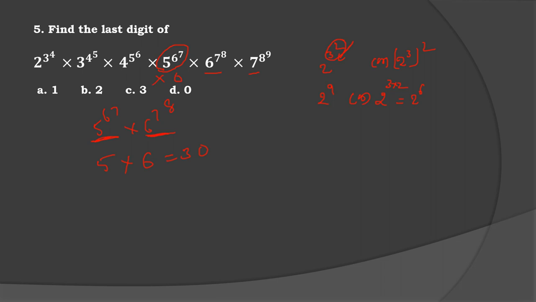Now 0 into something, what unit digit are we getting? 0 into anything, the unit digit equals 0. Then the unit digit here equals 0. Clear? Then next one.